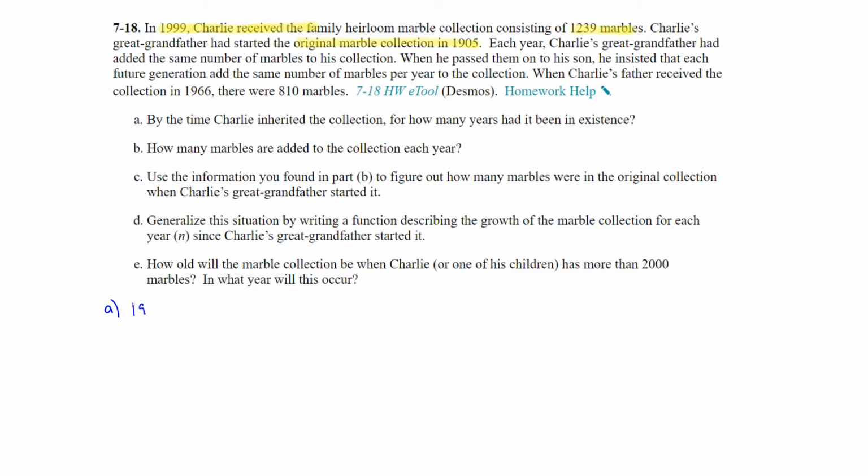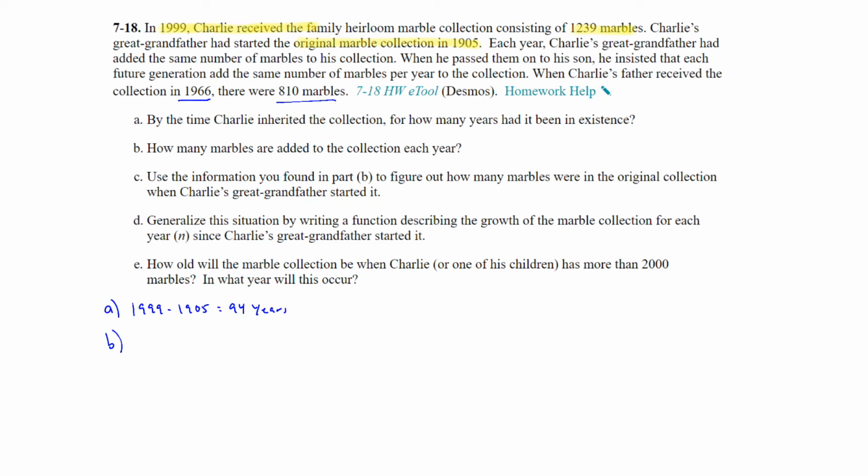So we take 1,999 minus 1,905, and that'll give you 94 years that the marble collection was in existence. On B, how many marbles were added to the collection each year? Well, we did say in 1999 there were 1,239 marbles. And then at the very end it says when Charlie's father received the collection in 1966, there were 810 marbles. So knowing those two pieces of information, we can basically find the slope, which would give us the amount of marbles that were collected per year.